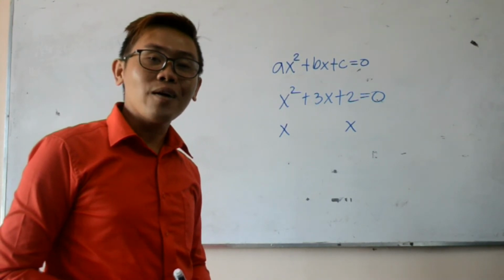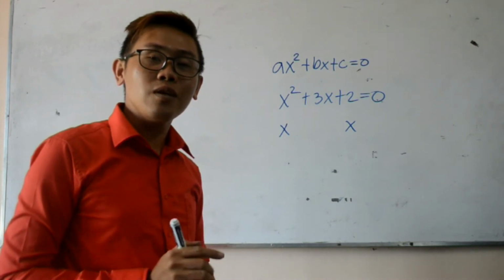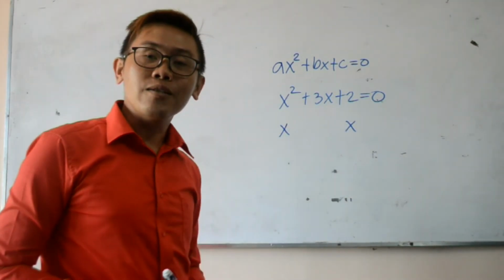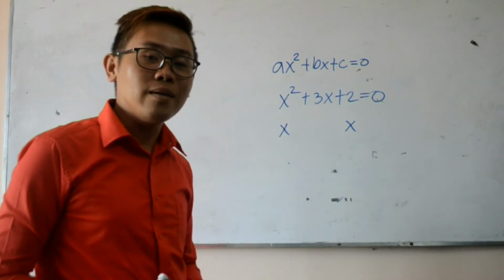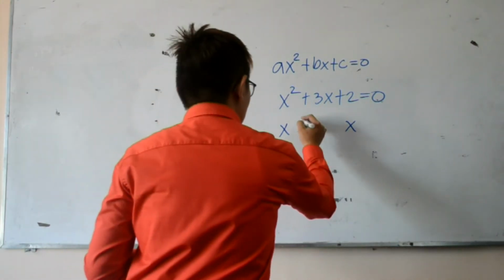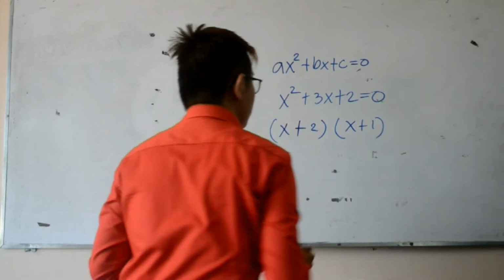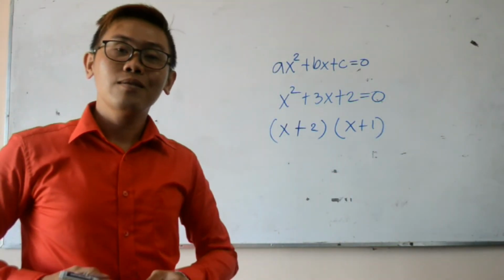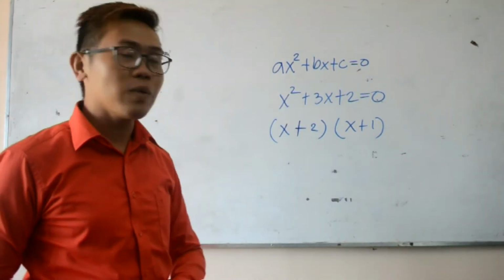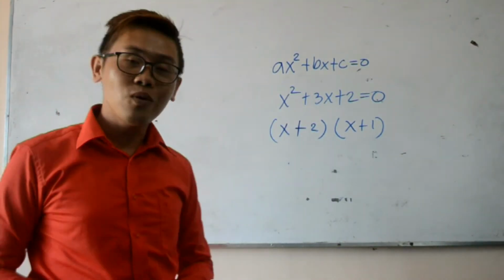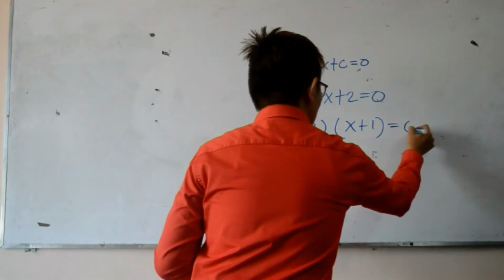Now, what are the factors of 2 that, if you are going to add the two factors, will give you an answer of 3? Yes, we have 2 and 1. So you can write plus 2, plus 1. So now, the factors of x squared plus 3x plus 2 are x plus 2 and x plus 1. So we are going to equate this to 0.